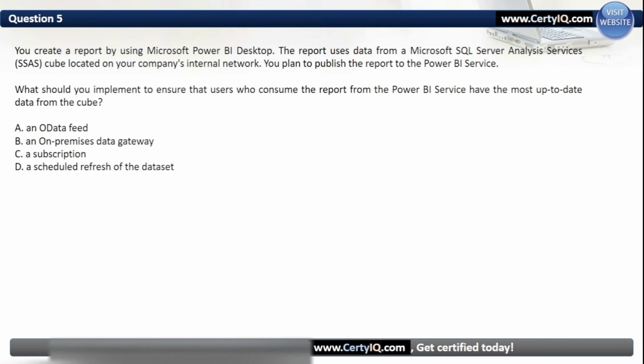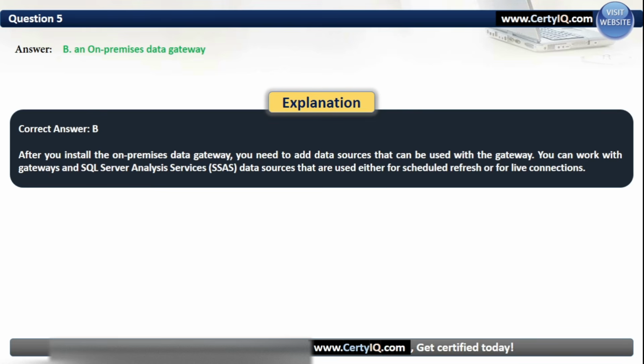The correct answer is B. An on-premises data gateway. After you install the on-premises data gateway, you need to add data sources that can be used with the data gateway. You can work with gateways and SQL Server Analysis Services data sources that are used either for scheduled refresh or for live connections.